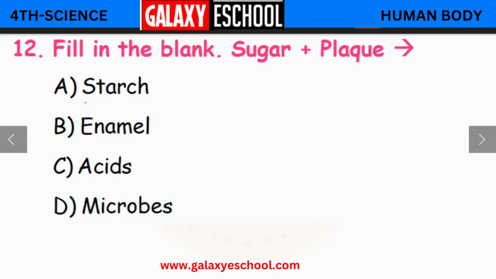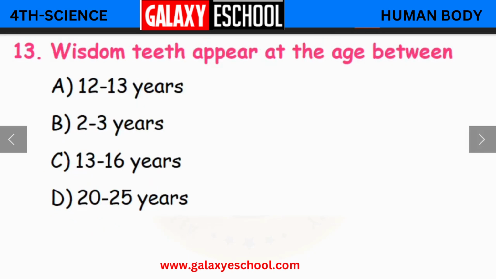Now, the next question, the 12th one, fill in the blank. Sugar plus plaque, what are we going to get from that? What we are going to get from these two materials is starch, enamel, acids or microbes, and the answer is acids, children. That is why it is very harmful for our tooth, because acid is very dangerous, no? So C is the answer.